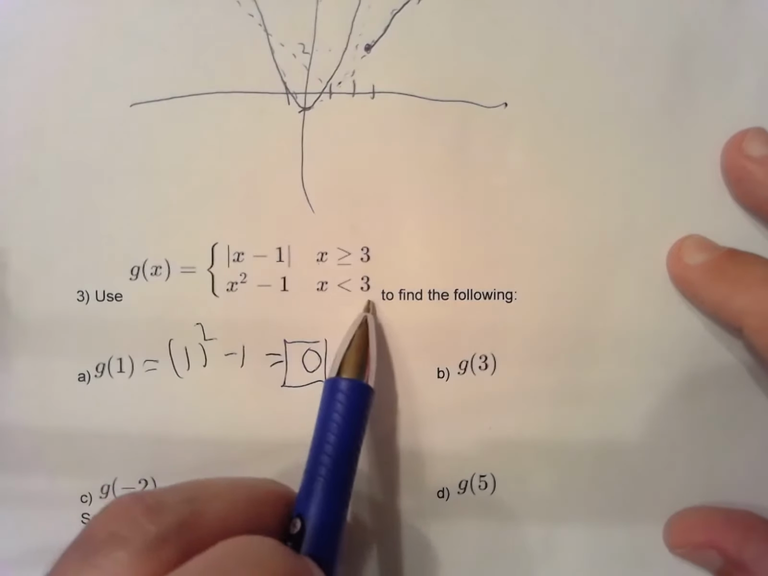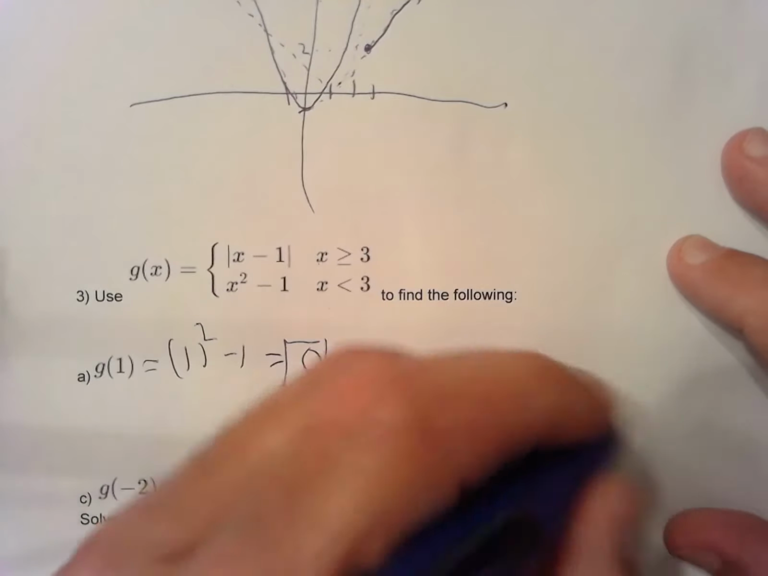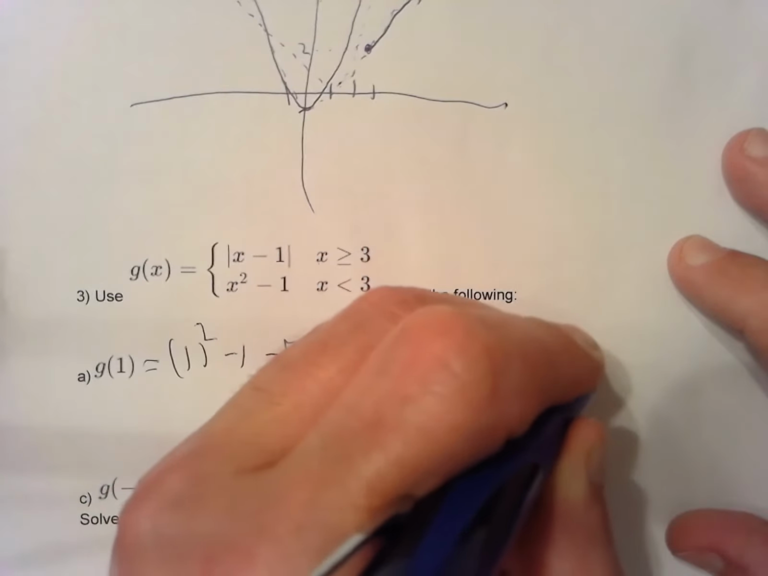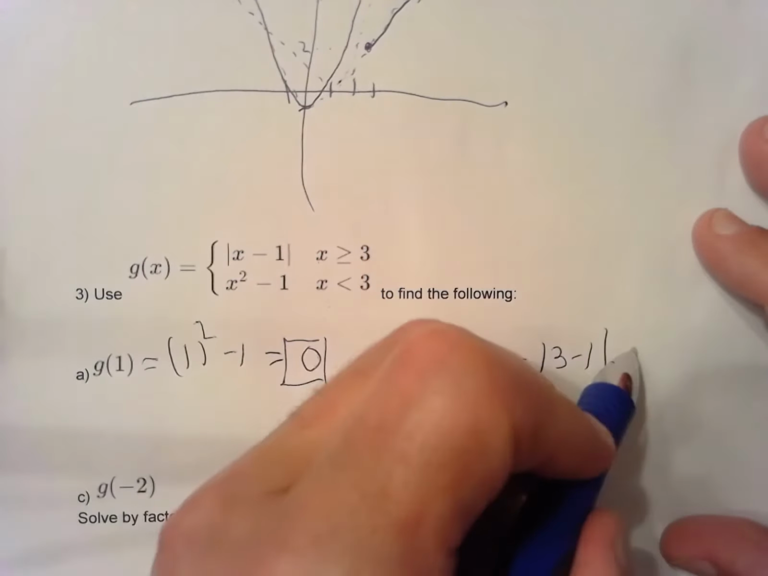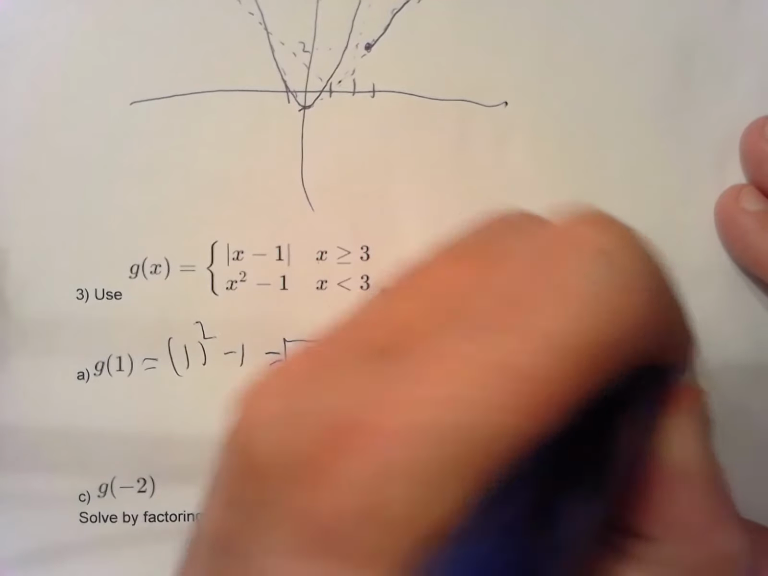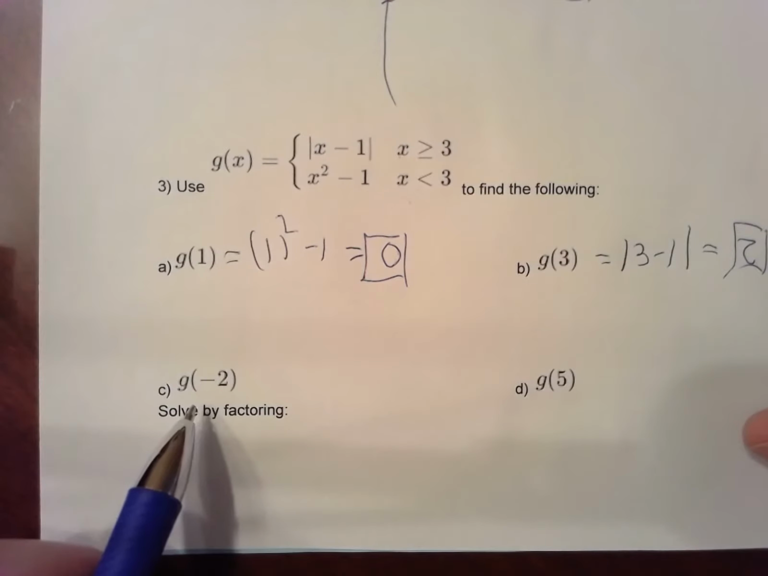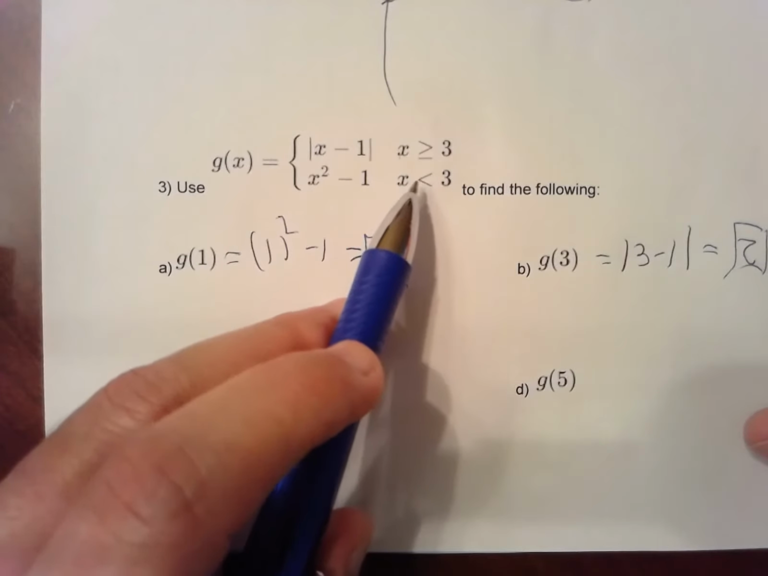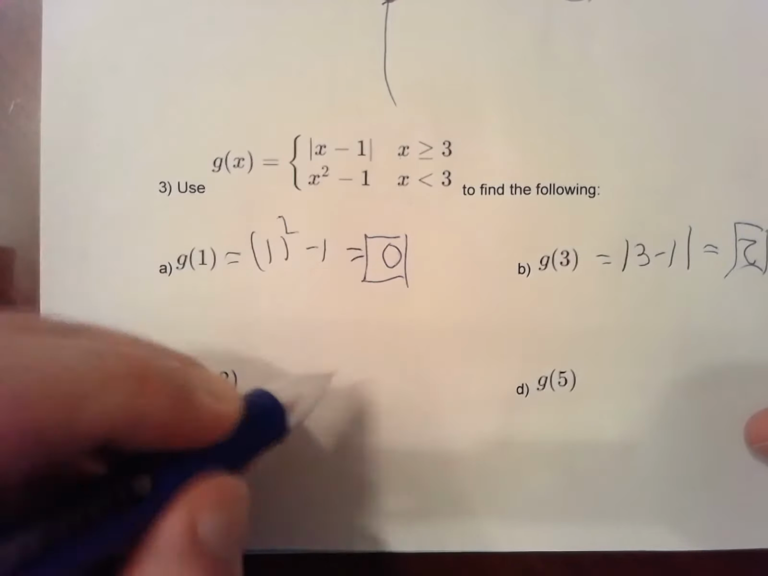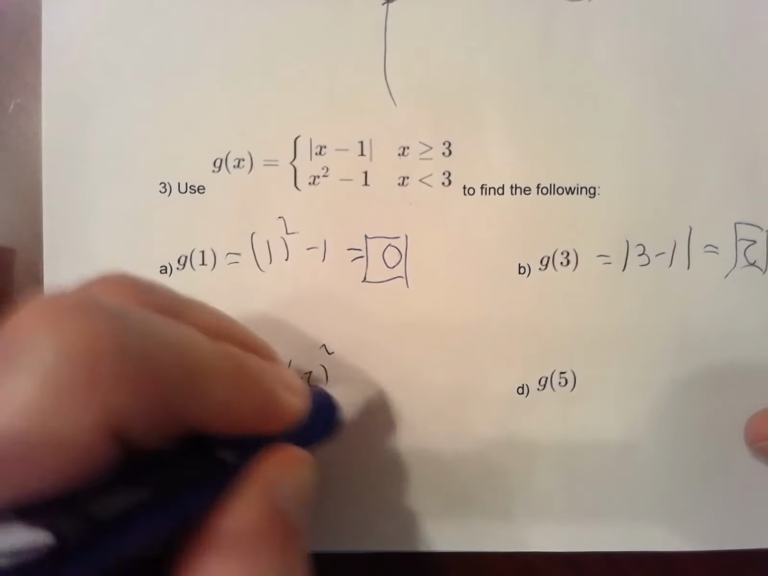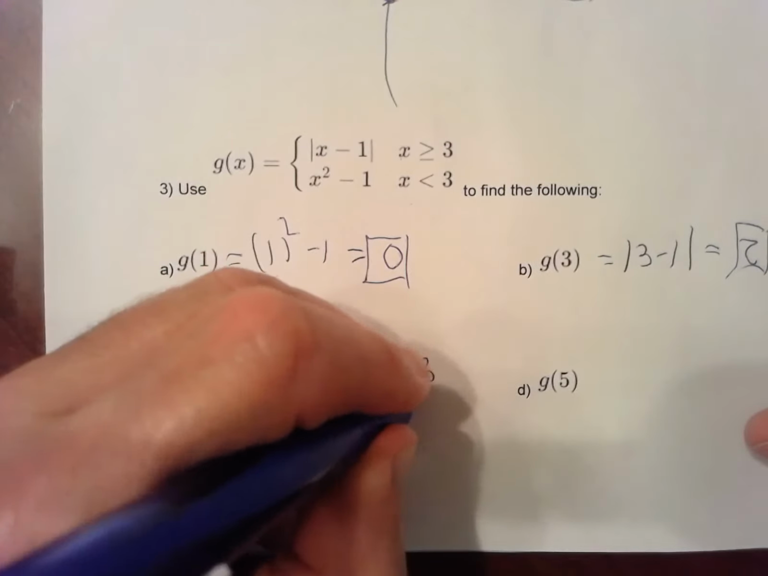G of 3, which category includes 3? The top one I use when x equals 3. So this would be absolute value of 3 minus 1. That's absolute value of 2. That's 2. G of negative 2, which category does negative 2 fall into? Negative 2 is less than 3, so I'll use the bottom formula. So I'll have negative 2 squared minus 1. See, that's 4 minus 1 is 3.